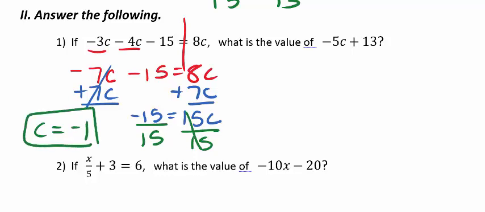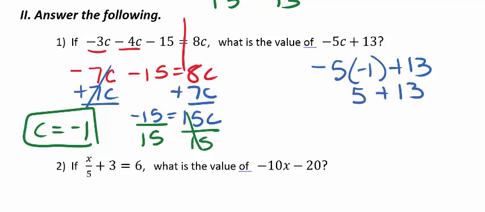Now, if c is equal to negative 1, we can substitute that value in for this second part. Negative 5, and then we're going to put in the negative 1 that c equals. And then negative 5 times negative 1 is going to be 5. And then 5 plus 13 is going to be 18. So the value is 18.